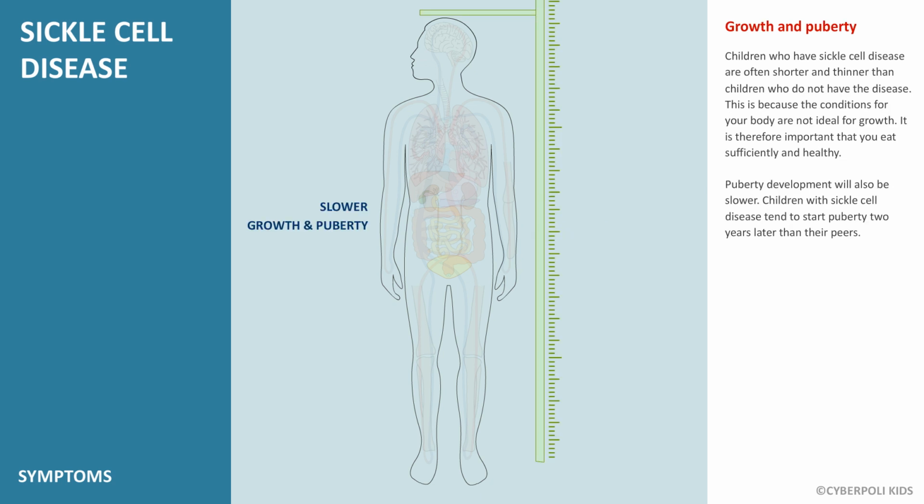Children who have sickle cell disease are often shorter and thinner than children who do not have the disease. This is because the conditions for your body are not ideal for growth. It is therefore important that you eat sufficiently and healthy.